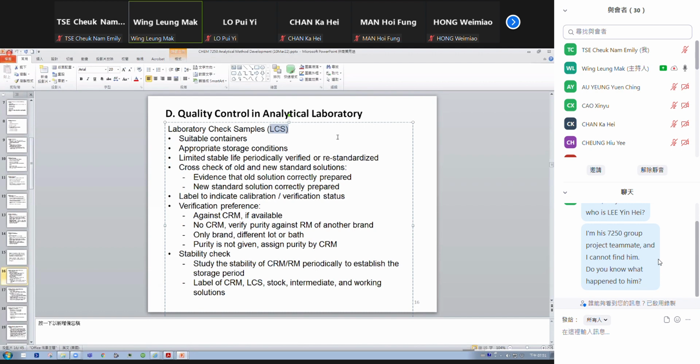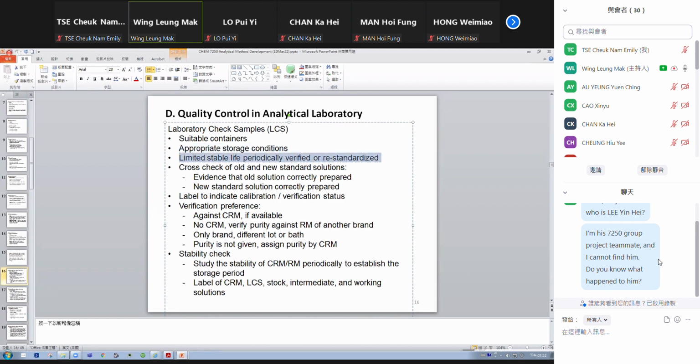For the LCS, you know the concentration or the result. You keep it because you have repeated it a number of times. You know the answer, and you know the answer is stable. After you use this sample, you know the result. The result, of course, is not 0. You keep it in proper storage conditions. That means the temperature and humidity should be controlled.